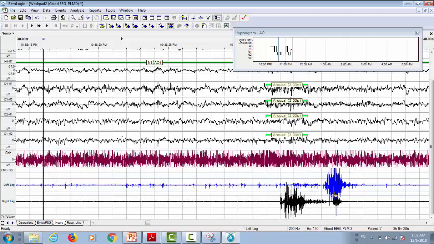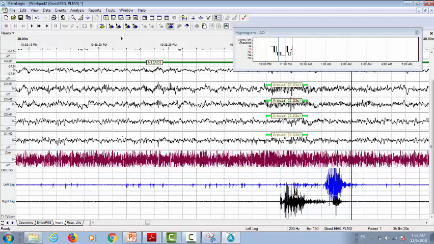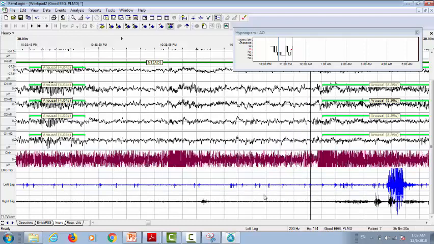So here we have 2 movements, one on the left side, one on the right side. The duration is less than 5 seconds. So we consider them as only one single movement. We consider the first one, and it's overlapped by this arousal. And again we have another limb movement that is associated and overlapped with that arousal.